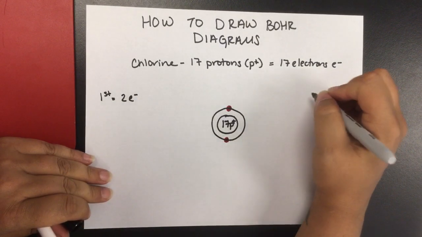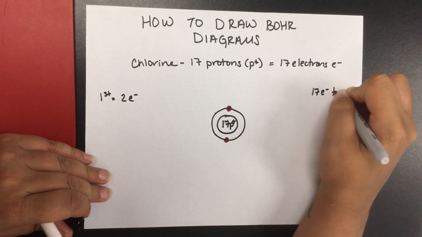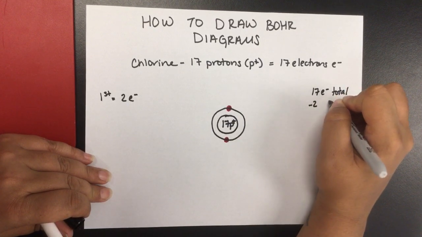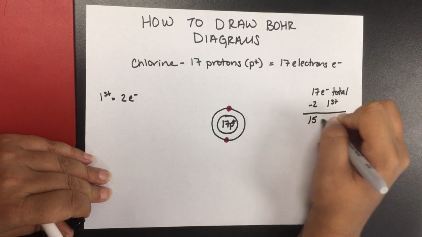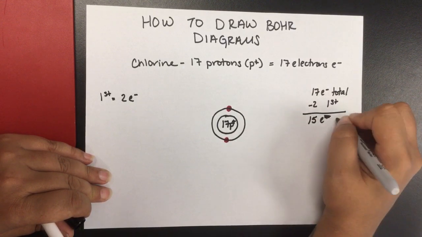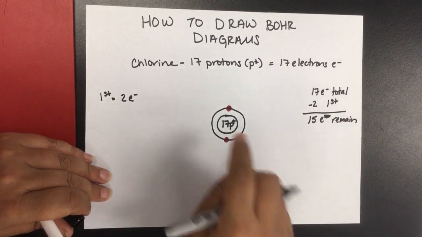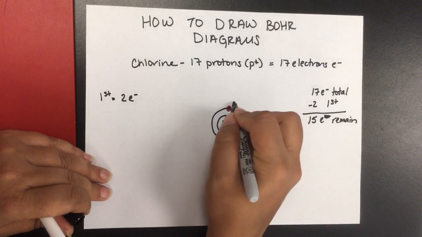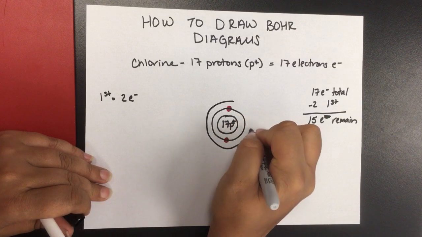But now remember, I have 17 electrons total. I just subtracted 2 for the first energy level, which means I have 15 electrons remaining. But again, my first energy shell is full. So I need to draw another energy shell.